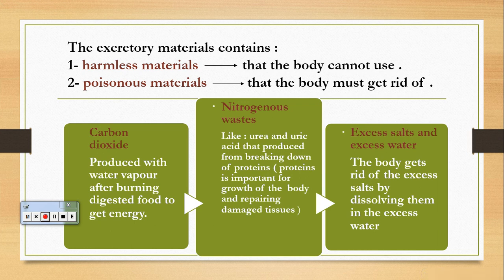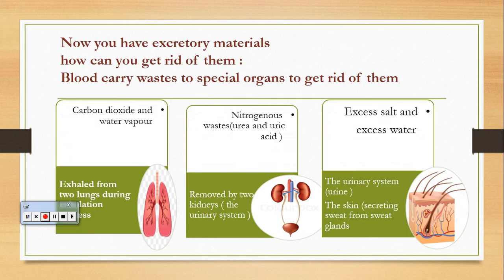Okay, do you think all of these excretory materials will leave your body through one organ or different organs? Take a time to think. How can you get rid of them? Blood carries wastes to special organs to get rid of them. Right? Okay. What about carbon dioxide and water vapor? During the exhalation process, the lungs get rid of carbon dioxide and water vapor.